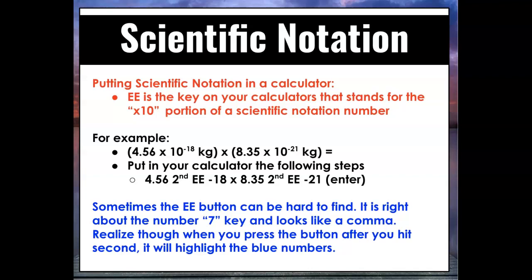Let's say I wanted to do 4.56 times 10 to the negative 18th kilograms times 8.35 times 10 to the negative 21st kilograms. I would put that in my calculator by pressing 4.56, second EE, negative 18, times 8.35, second EE, negative 21, and hitting enter. The EE button is the button right above the 7 on the calculator that you will be using, and it looks like a comma, but once you hit the second button, it should be highlighted in blue for you. And that's all I need you to really know about scientific notation.